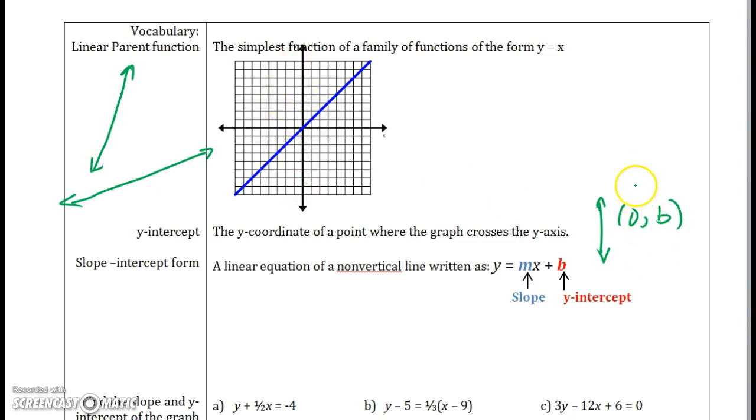Why is it 0? Well, remember it goes x and y, and the x part will always be 0. It's kind of a preview for later on. The x part will always be 0 when you're talking about the y-intercept. Alright, so now back to our phrase that pays for the day, slope-intercept form. A linear equation of a non-vertical line is written as y equals mx plus b. Y equals mx plus b.